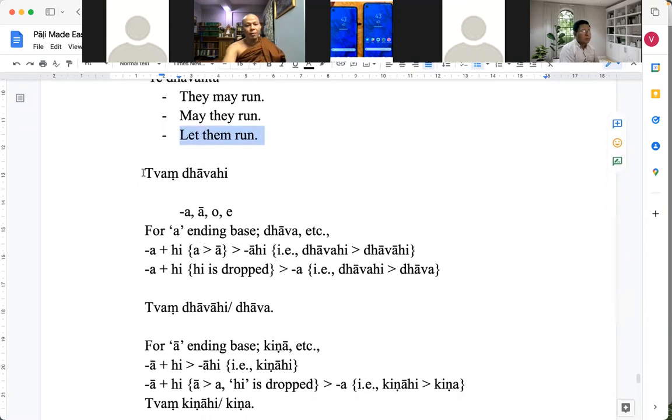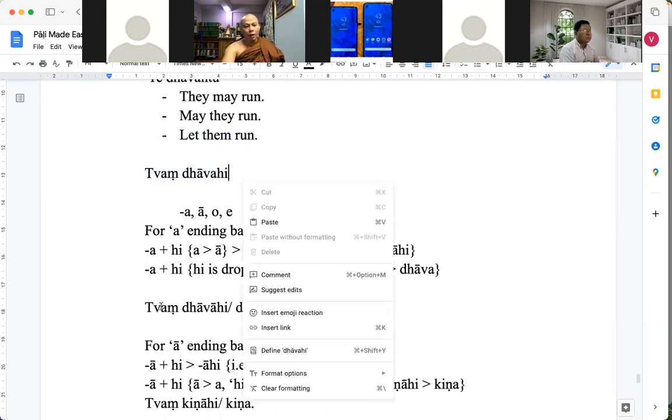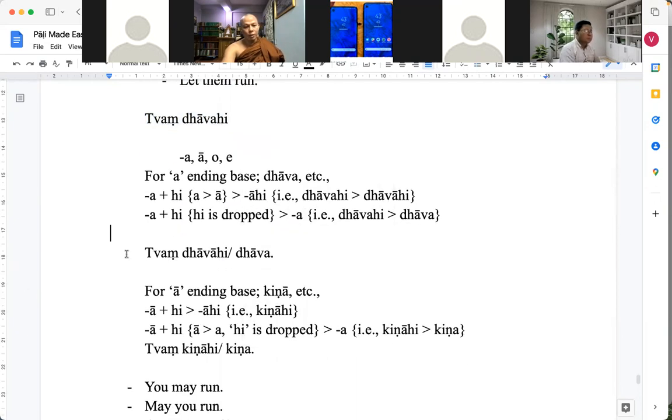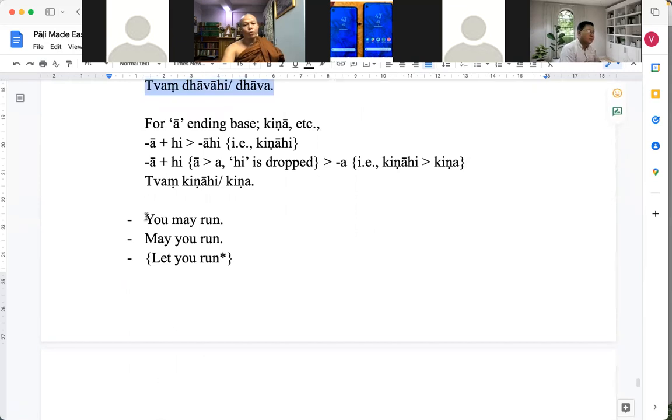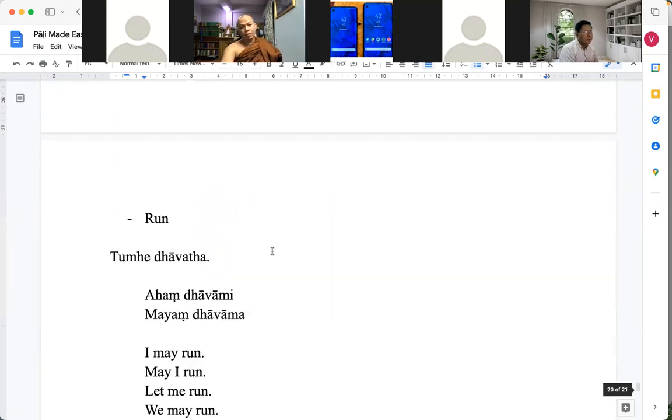And then for the second person singular, so dhuanda wa, actually dhuanda wa hi, a true form possibility. So dhuanda wa hi or dhuanda wa. For that also, you may run or may you run, but "let you run" is a little bit strange in English. So maybe that one is also possible, but rarely used in English. So instead, we use as a command, run or go.